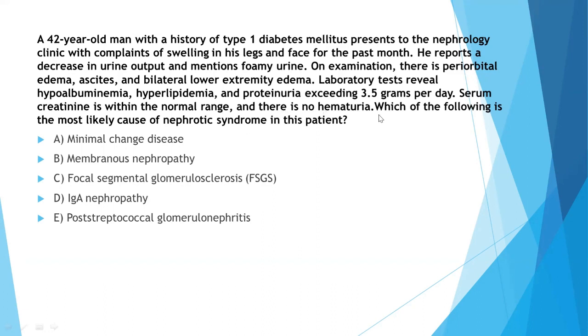Which of the following is the most likely cause of nephrotic syndrome in this patient? Minimal change disease, membranous nephropathy, FSGS, IgA nephropathy, or PSGN.